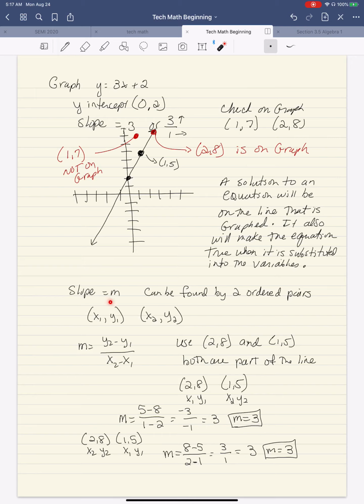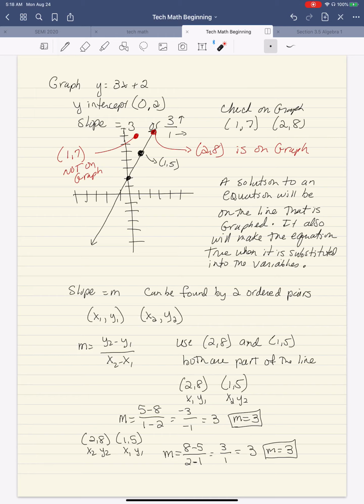A review on slope. Slope is m for the variable that represents it. This can be found by using two ordered pairs. X1, y1, x2, y2. So slope is equal to y2 minus y1 divided by x2 minus x1. So I'm going to use just different ordered pairs. So 2, 8 and 1, 5.